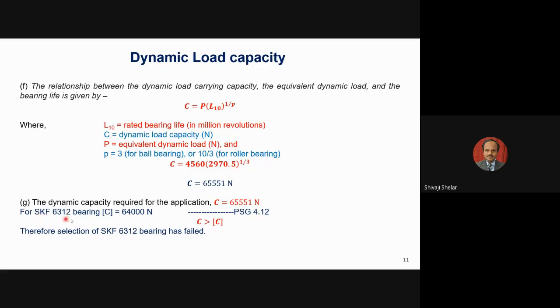What is available with the SKF 6312 bearing? The available value is 64,000. So what it indicates is that the minimum required value is greater than the available value. So your selection of the SKF bearing has failed here. It means that by using the 6312 bearing, you cannot get that 93% reliability in your design. So to get that 93% reliability, instead of 6312, you may have to select 6412. I am not doing the calculation again here. This is a demonstration of how a selected bearing may fail under certain circumstances if the probability of survival changes.